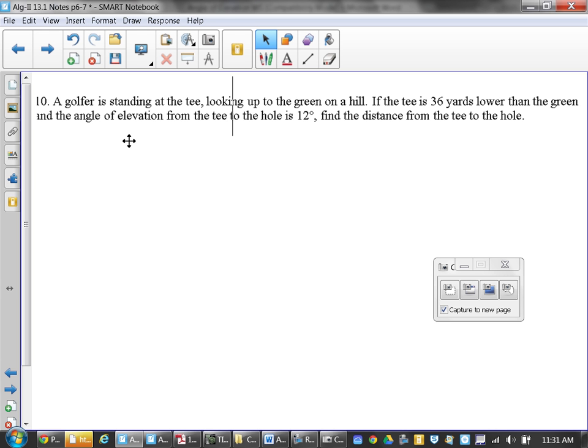So the vertical thing is 36. Green is a color. The green is where the hole is. The tee box is where you start. Alright, angle of elevation. That's the thing, it's there. What are we supposed to do? That's what it says, he's looking up.